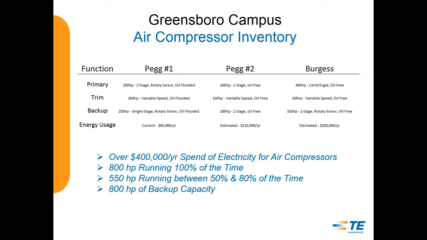The second room at PEG runs about $125,000 electricity a year. We haven't done a lot of work in that area, but we have seen some reduction. And then the Burgess facility runs about $200,000 per year. And we've seen some reduction in that. We don't have any type of monitoring system on that to know exactly how much that's reduced, so it's kind of an estimate.